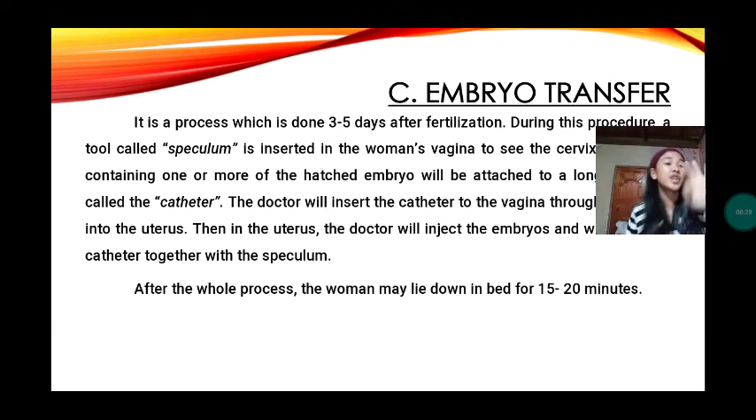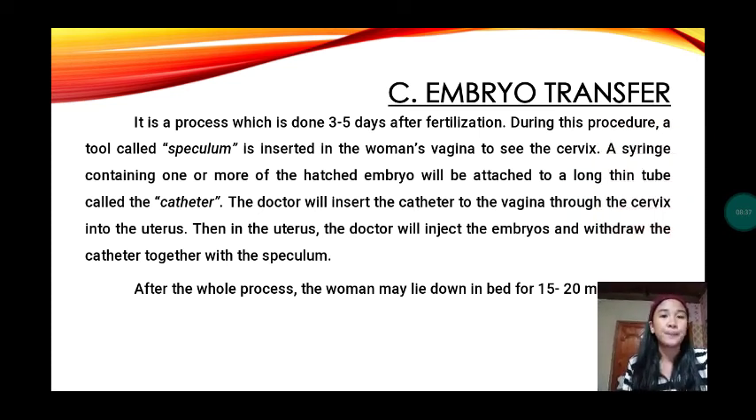So now let's proceed to the third procedure, which is the embryo transfer. It is a process done 3 to 5 days after fertilization. During this procedure, a tool called a speculum is inserted in the woman's vagina to see the cervix. A syringe containing one or more of the hatched embryos will be attached to a long thin tube called a catheter. The doctor will insert the catheter through the vagina and cervix into the uterus.